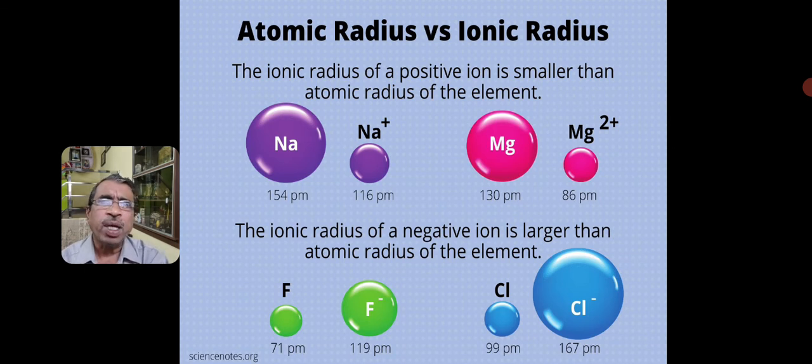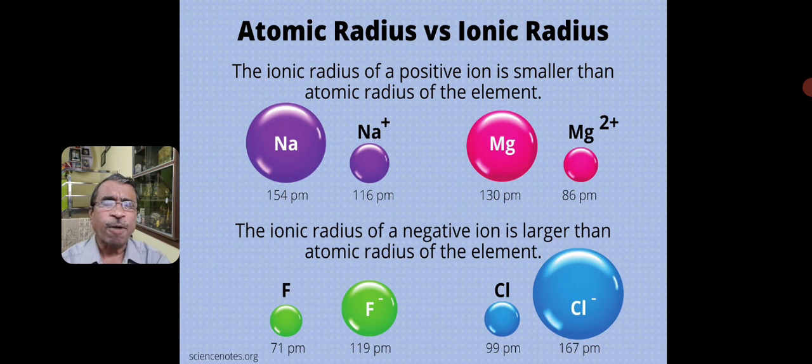If you take the sodium atom, its atomic radius is 154 picometer. But when you consider the sodium ion, its ionic radius is 116 picometer. Similarly for magnesium, it is 130 picometer. Magnesium ion is 86 picometer.